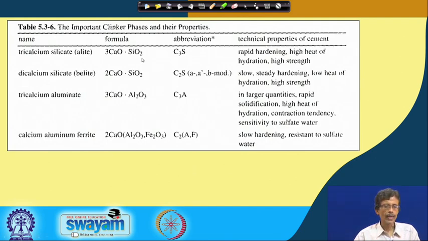Then along with silica we also bring alumina. So, tricalcium aluminate, C3A, is another component, with rapid solidification in larger quantities, high heat of hydration, contraction tendency, and sensitivity to sulfate water. Most of the time we use a particular type of water, and for building purposes we don't bother about the quality of the water we are using for construction.